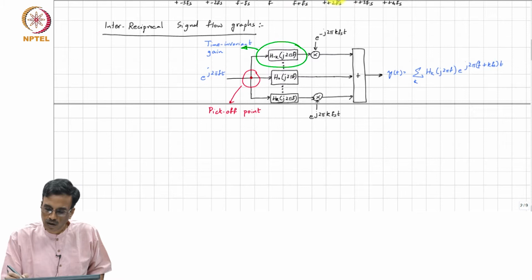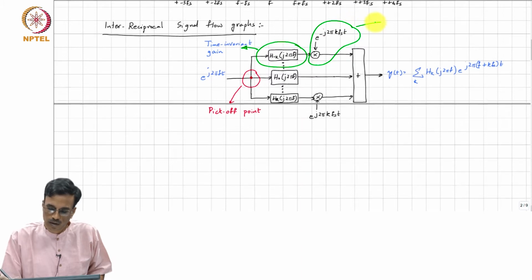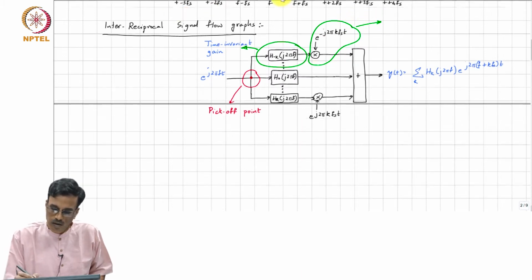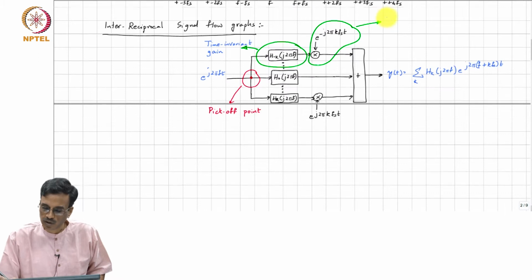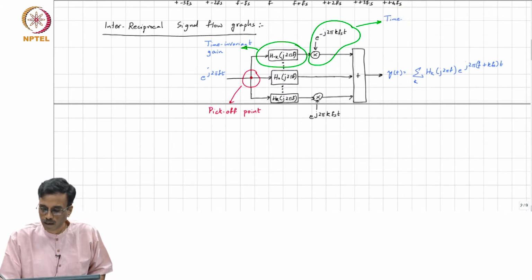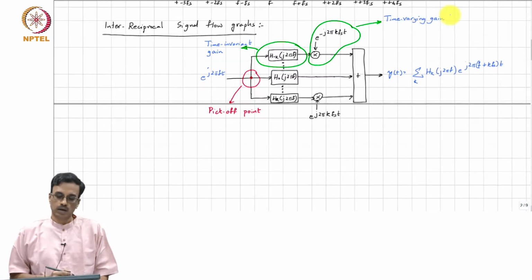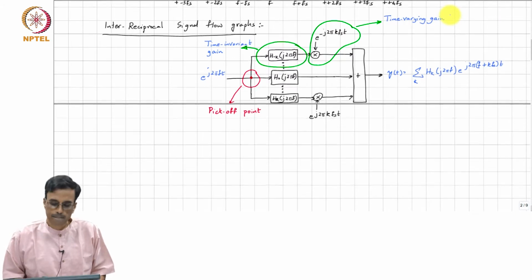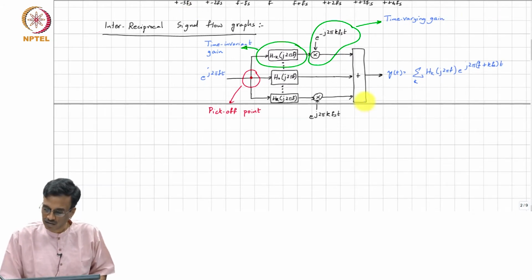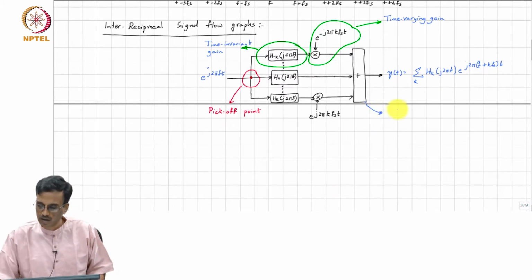This branch represents a block with a time varying gain, or periodically time varying gain. And finally, we have this, which is nothing but a summing node.